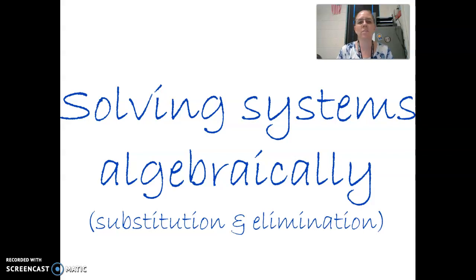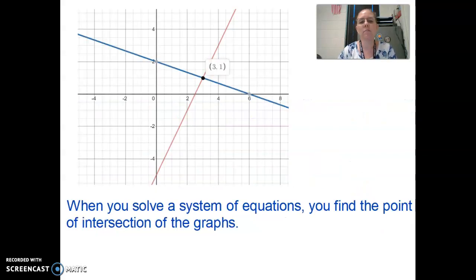In this video, we're going to be solving systems of equations algebraically. So we've already done it graphically. This time we're going to look at doing it both by substitution and by elimination. So when we solved by graphing, you remember that the answer was the point of intersection.